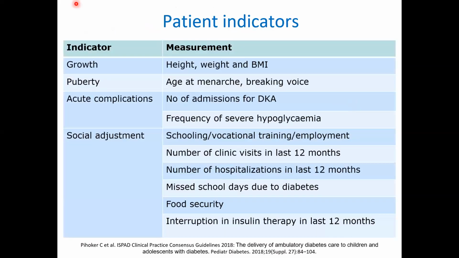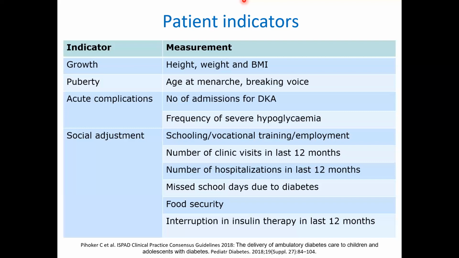So with that in mind, what are the indicators that we can use to determine whether we are providing the appropriate care for this patient based on the recommended guidelines? We have patient indicators and we have clinic indicators. For patient indicators, we want to look at the growth. How is the height? Are they growing? How is the height growth velocity? How is the weight? Are they losing weight? If they're losing weight, like I mentioned earlier, that's a sign of poorly controlled diabetes. Puberty: have they achieved puberty at the correct age, or is there delayed puberty?